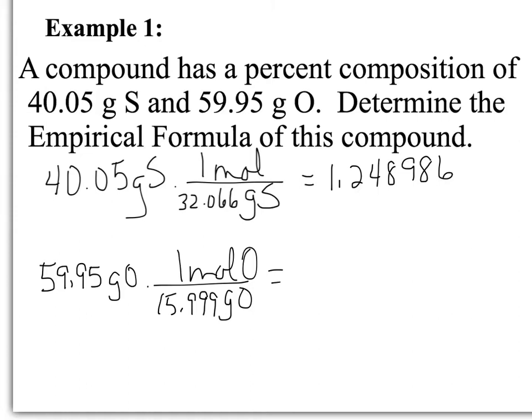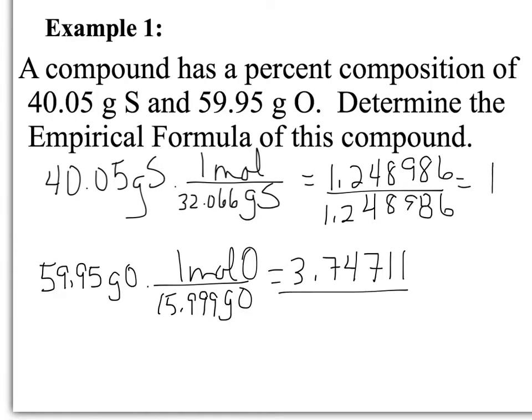And I got for an answer 3.747. Okay. Now, so that's step 2, which is get to moles, right? Now we're in moles. Step 3 is divide by the smallest to get a whole number ratio. So this gives us 1. And this gives us what? 3. Okay, it gave me 3.000001, which is close enough to 3.